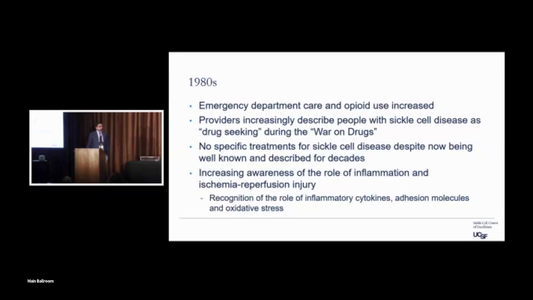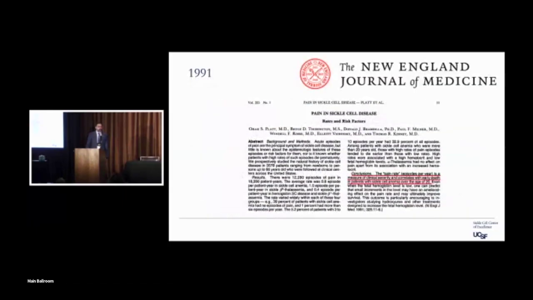There was starting to be an increasing awareness of the role of inflammation and ischemia reperfusion injury, so the pathophysiologic mechanisms were beginning to be understood. And there was some increasing understanding of the role of inflammatory cytokines, adhesion molecules, and oxidative stress that were going to potentially inform ongoing progress. I didn't realize this, but it wasn't until 1991 when this paper was published.